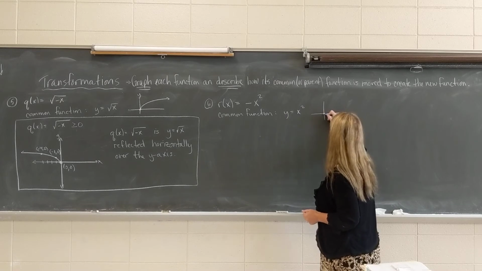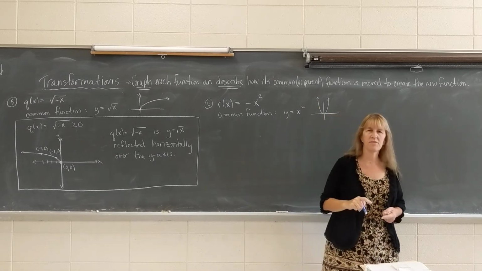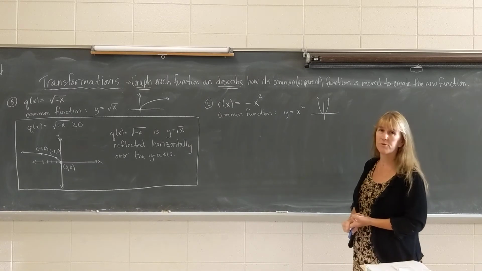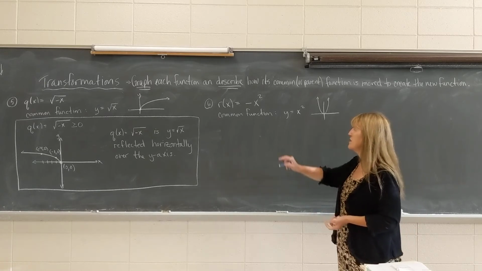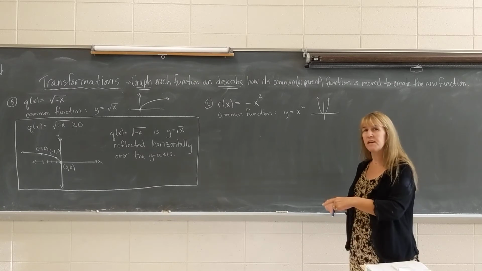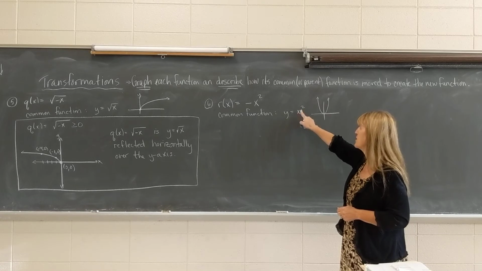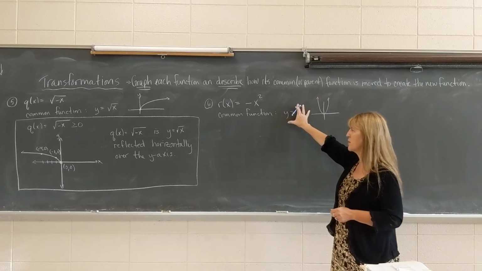We already know what that looks like. I'm hoping we already know what that looks like. We're going through points 0, 0, 1, 1, negative 1, 1, 2, 4, and negative 2, 4. Because I need to square, right? 3, 9, negative 3, 9, 4, 16, negative 4, 16. Doesn't matter whether my x is positive or negative because I'm squaring. Okay, that's this function right here, y equals x squared.